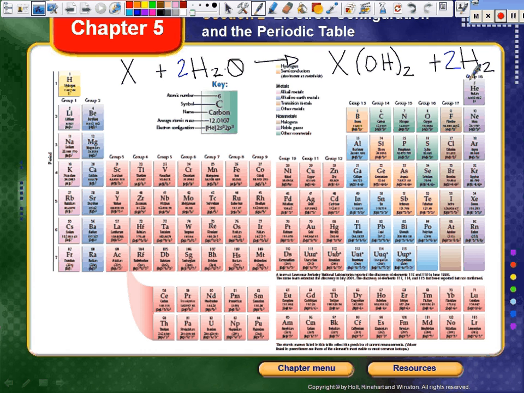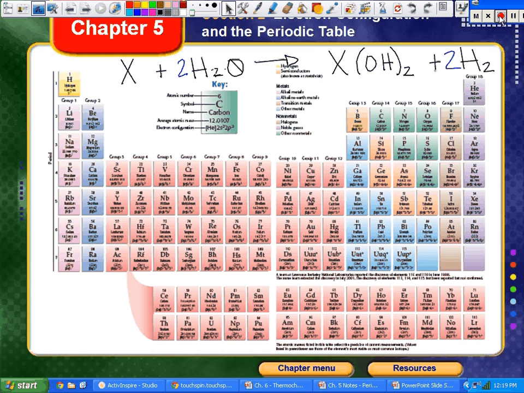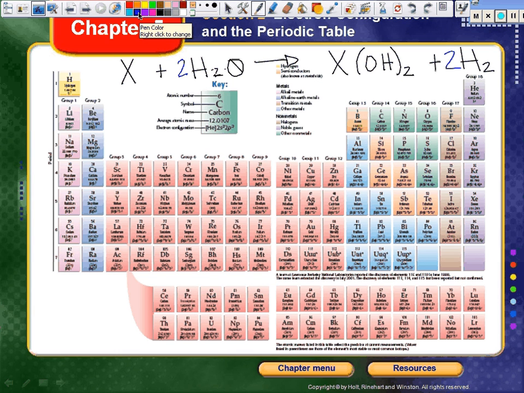All right, so let me explain something real quick. First and foremost, if I showed you this periodic table, would you find element X anywhere up here? This X that I'm referring to is any of these metals right here: calcium, strontium, barium, or radium. Take that X and swap it for any one of these.